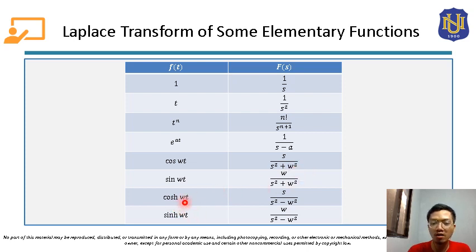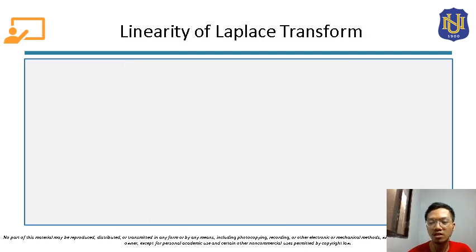For hyperbolic cosine wt, that will be s over s squared minus w squared. And lastly, for hyperbolic sine wt, its Laplace transform is w over s squared minus w squared. So we are going to use all this established Laplace transform for some elementary functions of t. Okay, so the first property or theorem that we're going to discuss is linearity of Laplace transform.